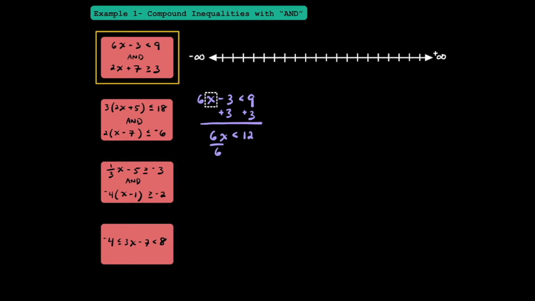Next, we're going to divide both sides by 6. 6 divided by 6 is going to be 1, so we're just left with x, and that's going to be less than 2, since 12 divided by 6 is 2. To satisfy this first inequality, x has to be less than 2.